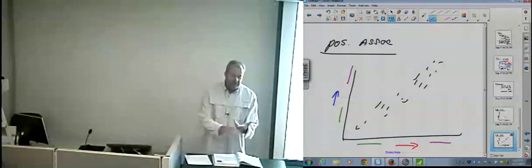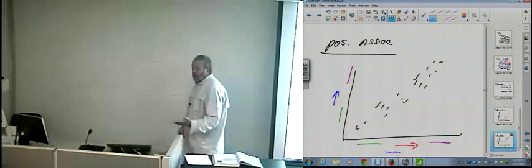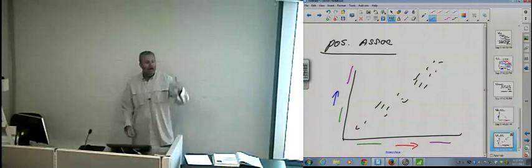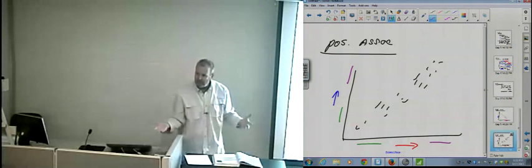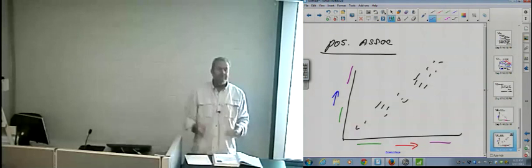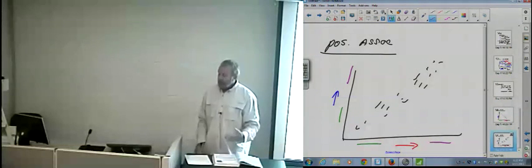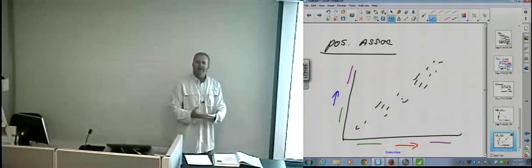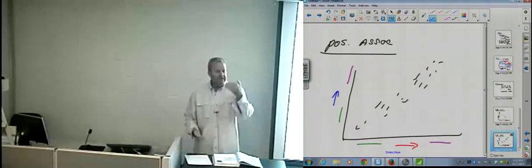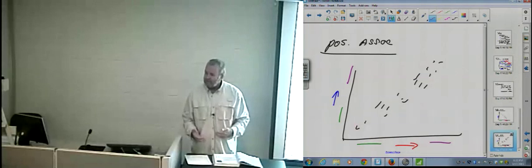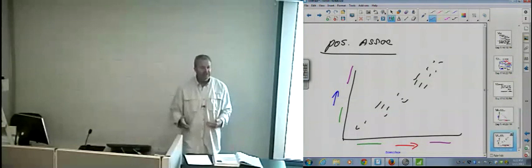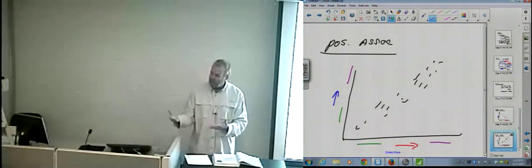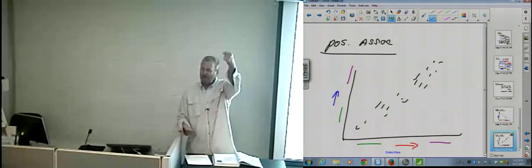So I got three things going on here that I want you to know. I want you to know what it looks like in the scatter plot. Upper left to lower right, negative association. Lower left to upper right, positive association. If you see a negative association, that means when you increase the value of the variable on the x, you decrease the value of the variable on the y. When you see a positive association, that means when you increase the value of the variable on the x, you've increased the value of the variable on the y.